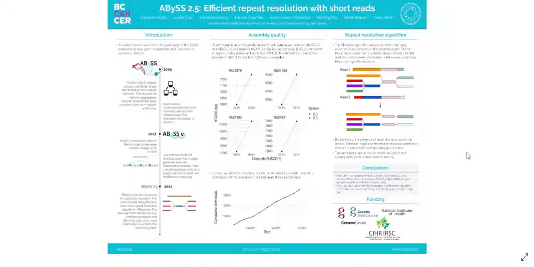Hello everyone, my name is Vladimir Nikolic and I'm a research programmer at the Bioinformatics Lab at Canada's Michael Smith Genome Science Centre. Today I'll be presenting on ABySS 2.5, which is the latest version of our short-read de novo genome assembler. In particular, this version introduces sufficient repeat resolution, which is used to improve assembly quality.